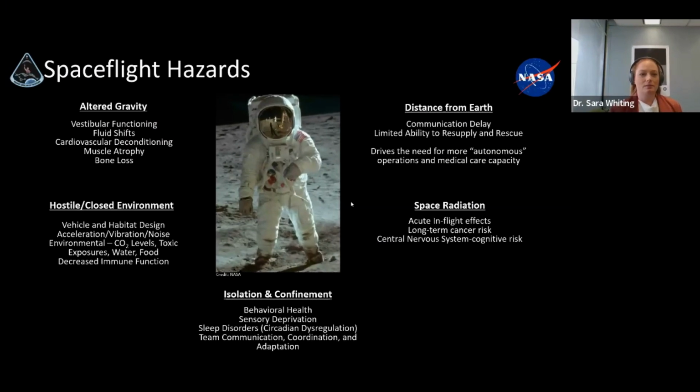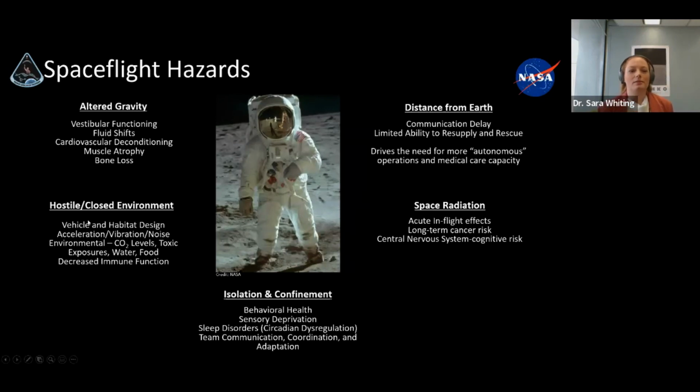NASA defines 5 major categories of hazards of spaceflight towards the human system, or the person. Altered gravity is the most obvious one, that there's vestibular changes in your inner ear. There's fluid shifting going on where, without the pull of gravity downwards, fluids can shift upwards. There's deconditioning because you're not using all your muscles. There's muscle atrophy. There's bone loss because of that loss of gravity. Various physiological changes happen because of altered gravity. So you can talk about resilience to those physiological changes.